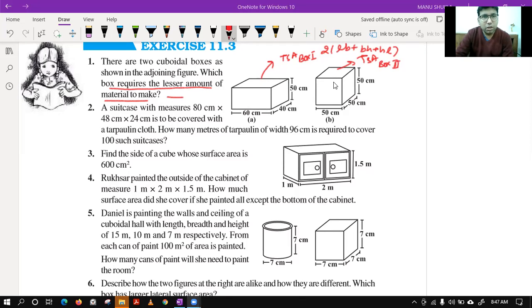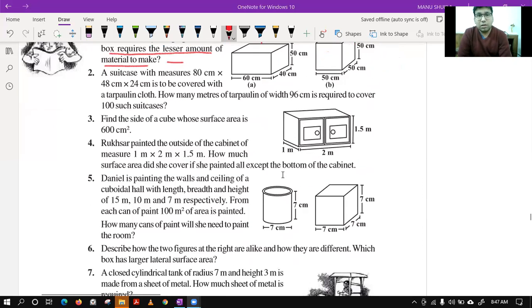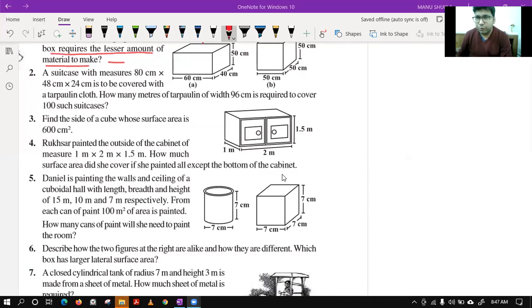Good. Now, question number 2. Let's see. This is a very good question. A suitcase with measures 80 by 40 by 24. You must have seen mainly the army personnel, when they are having their suitcase, they don't carry it directly without any cover. They always cover it with some sort of cloth, because they want that there should be no scratch on their briefcase or their suitcase.